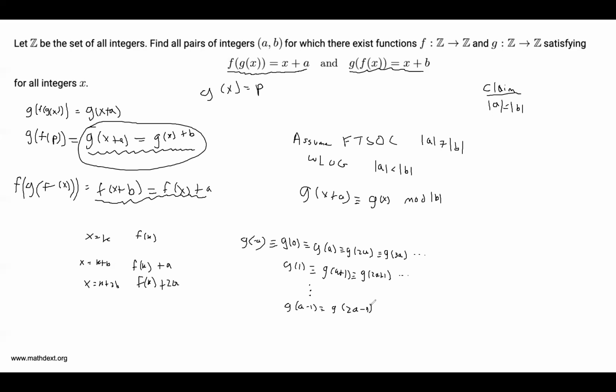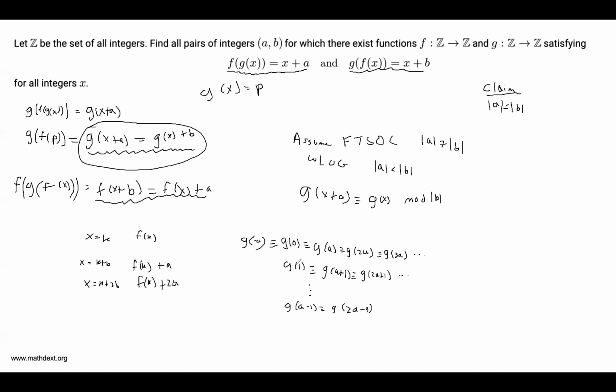Which means that in the range of this function g of x, there will only be absolute value of a residues of absolute value of b, mod absolute value of b.